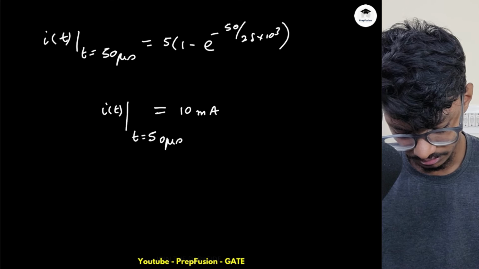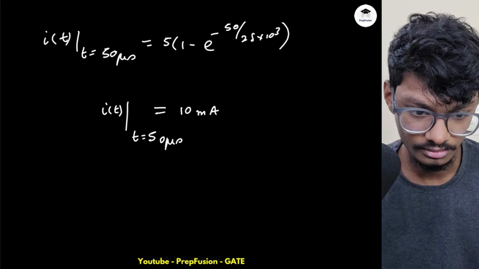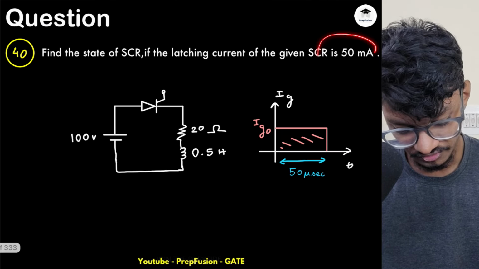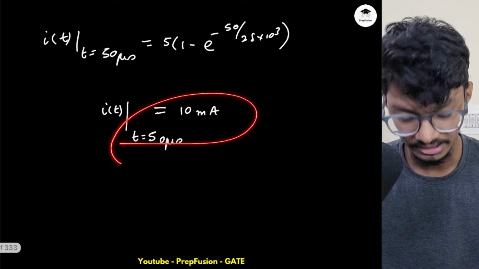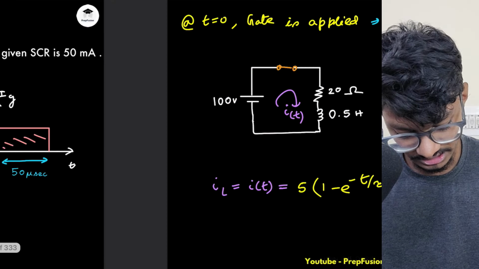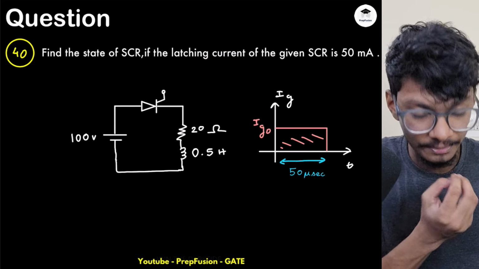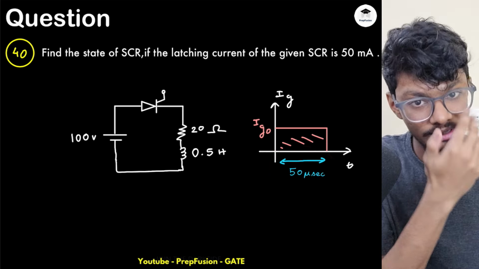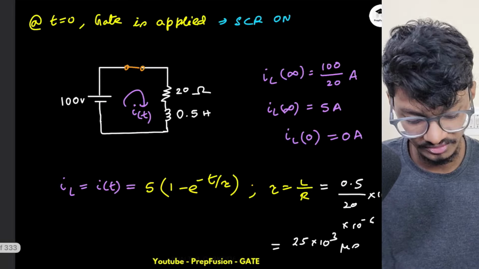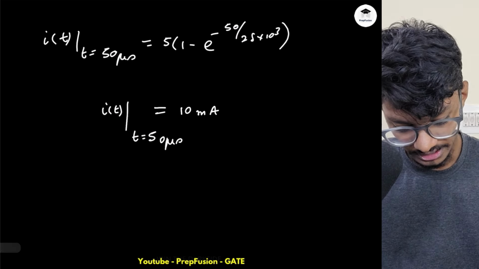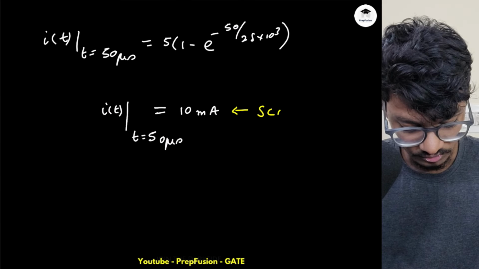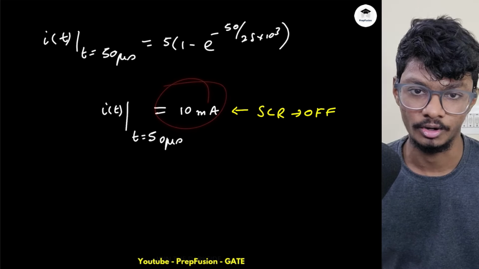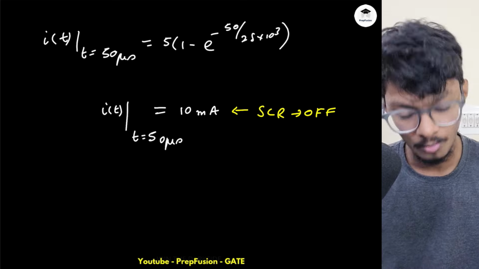So basically this current is lower than the latching current. Latching current was 50 milliamperes, but my current is 10 milliamperes. So in this width, I need to apply the pulse width for a longer duration for it to reach 50 milliamperes. It hasn't reached 50 milliamperes. So obviously the state of the SCR will be off if I remove the gate pulse just at this point.